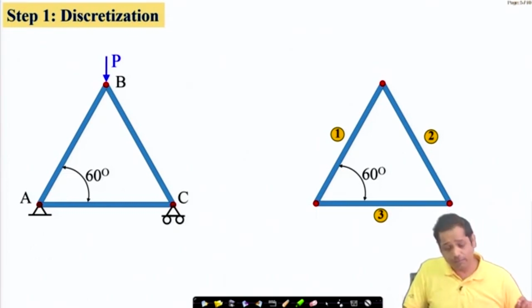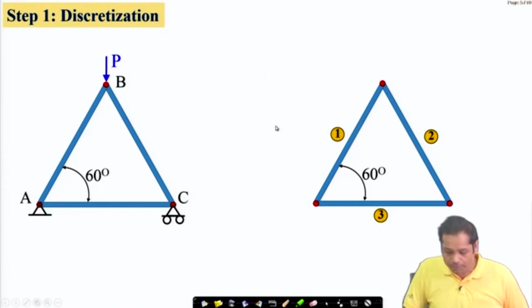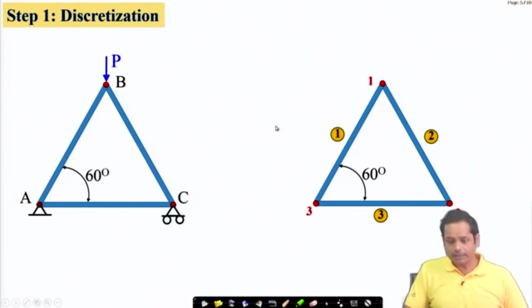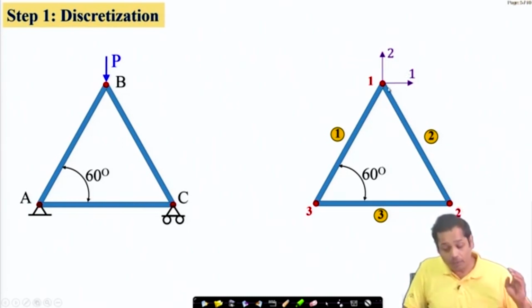That's also very important if you look at it from the implementation point of view, from the computational efficacy point of view. So node number 1 is this, node number 2 is this, node number 3 is this, and then these are the degrees of freedom. At every node we have 2 degrees of freedom, and 1 and 2 when we write, this is the global degrees of freedom. So globally in this problem we have 6 degrees of freedom.